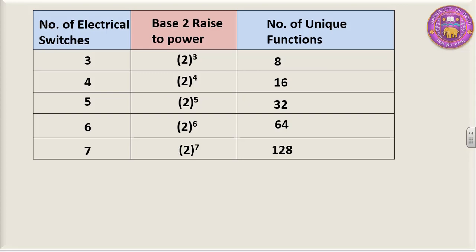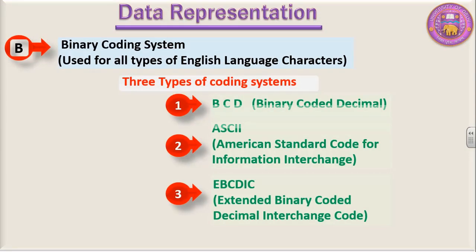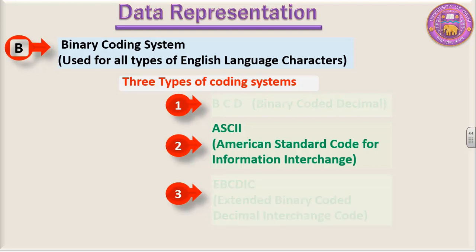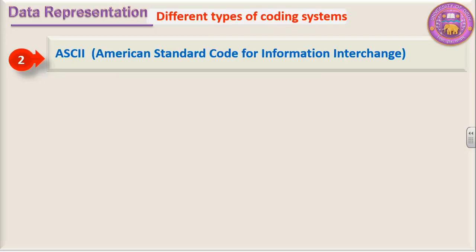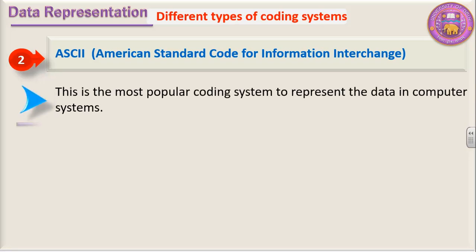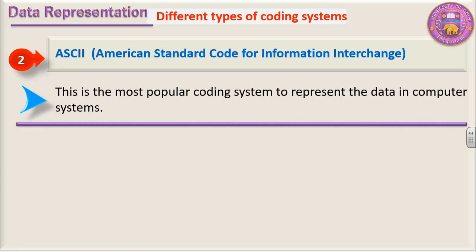Let us discuss this thing in detail. So our focus will be on ASCII now. It will become easier for us to understand it. What does it actually mean to us? ASCII, American Standard Code for Information Interchange. This is the most popular coding system to represent the data in computer systems.